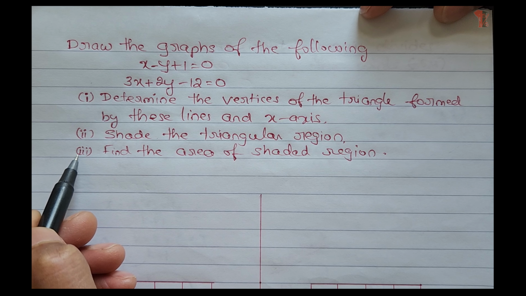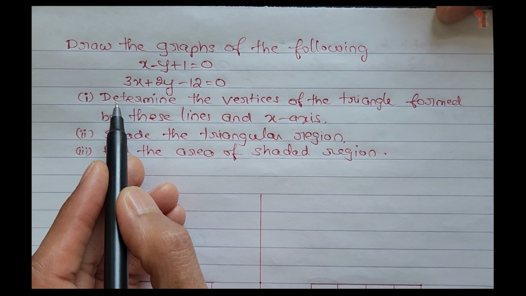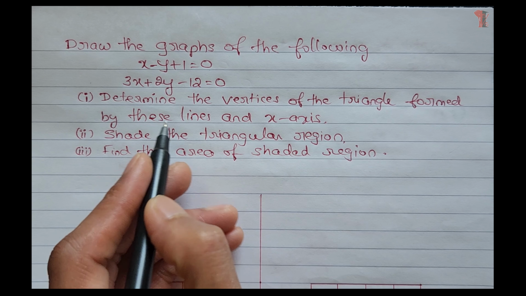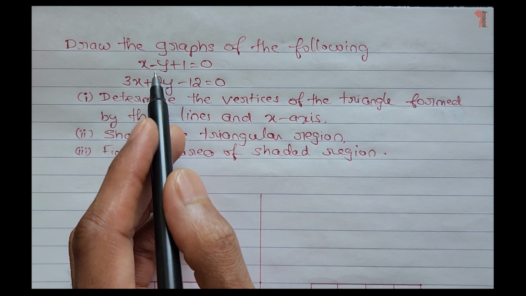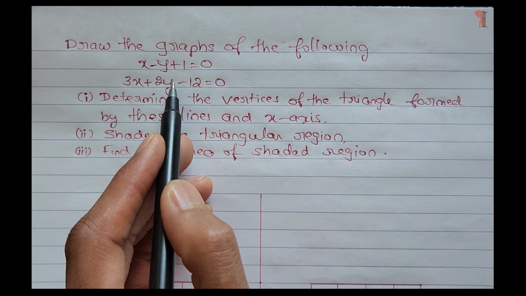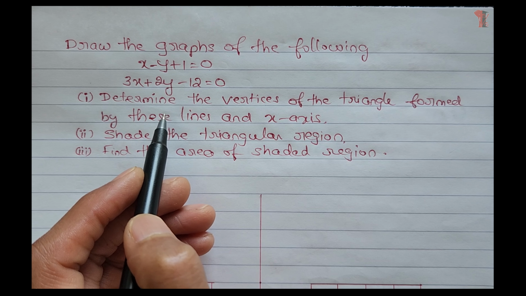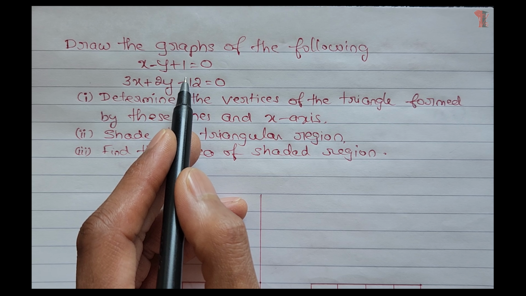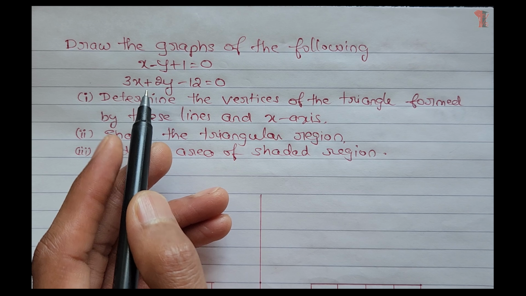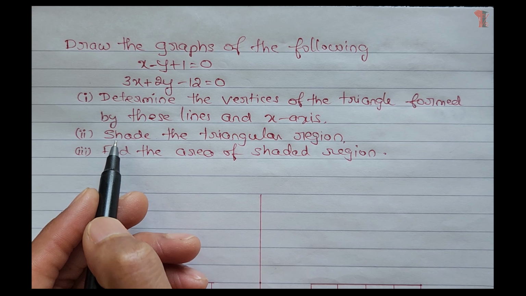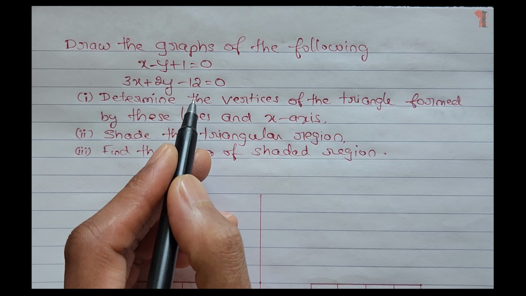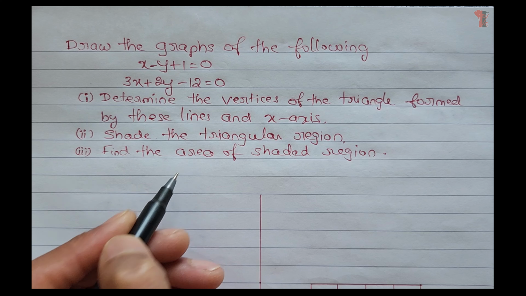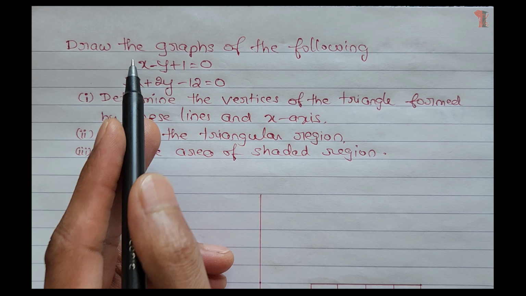So we are going to answer three questions here, based on the graph. We are going to determine the vertices of the triangle formed by these lines and the x-axis. That means these two equations will give you lines and they intersect the x-axis, correct? So we will find the triangle formed by these lines with the x-axis. Here the x-axis will be the base. Then shade the triangular region. Whatever triangle we get from the x-axis, we'll shade that. And also we'll find the area. So we will answer these three questions based on the graph.